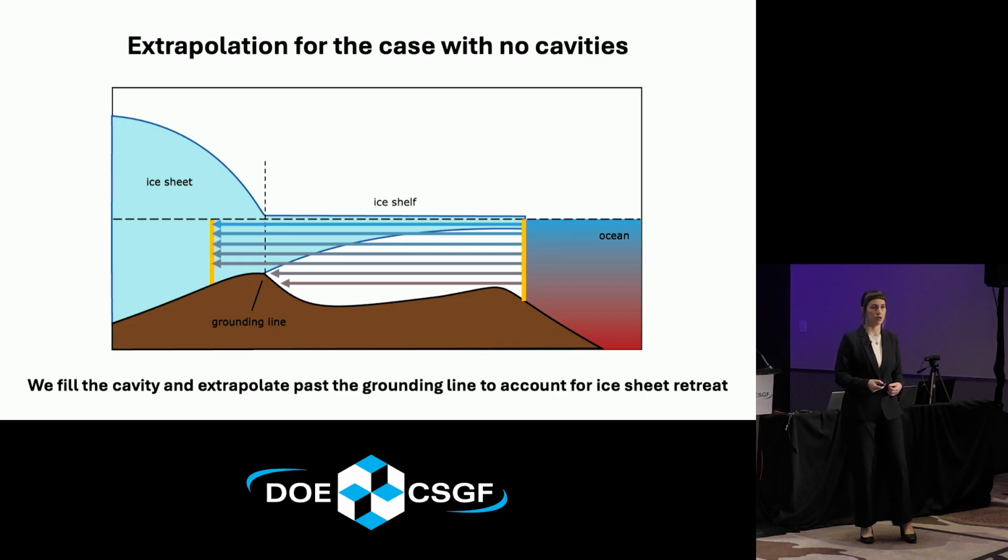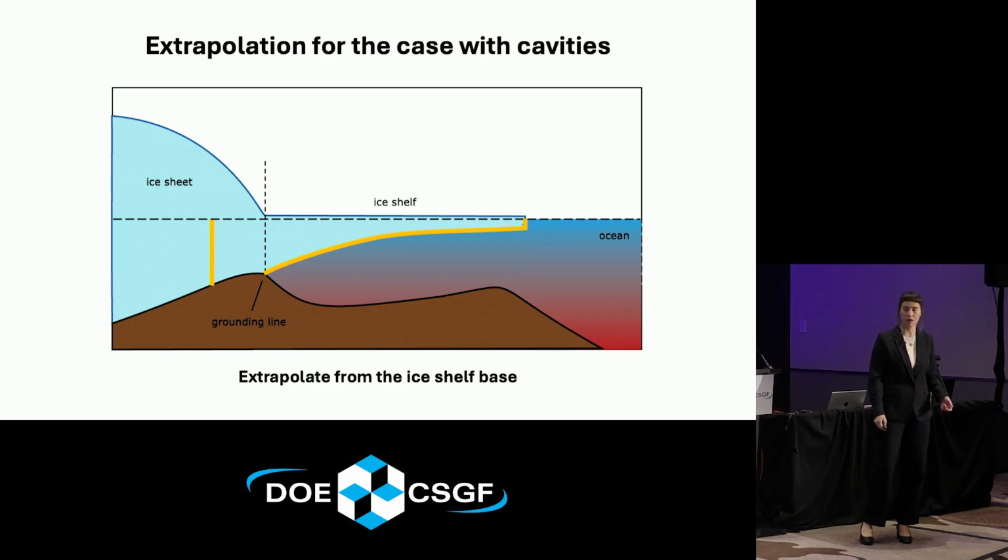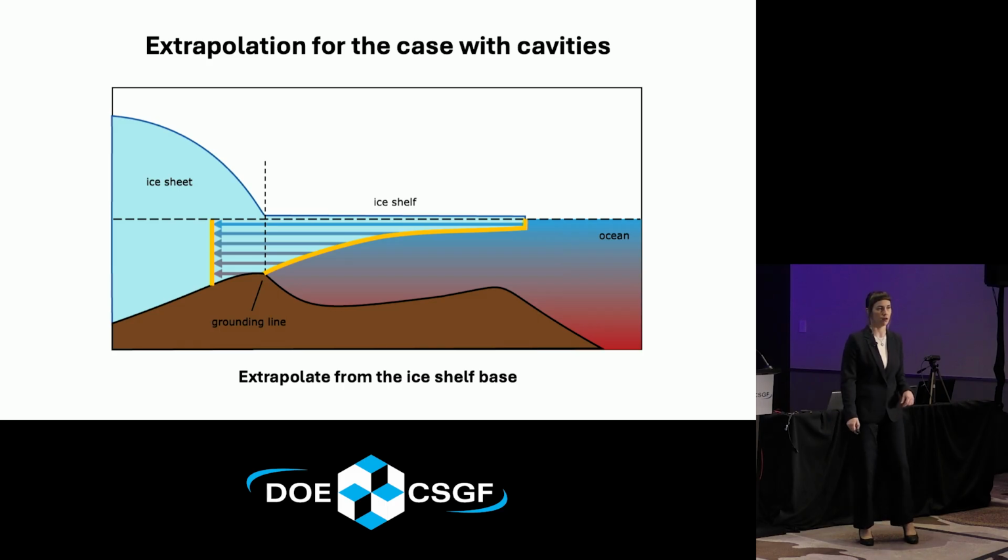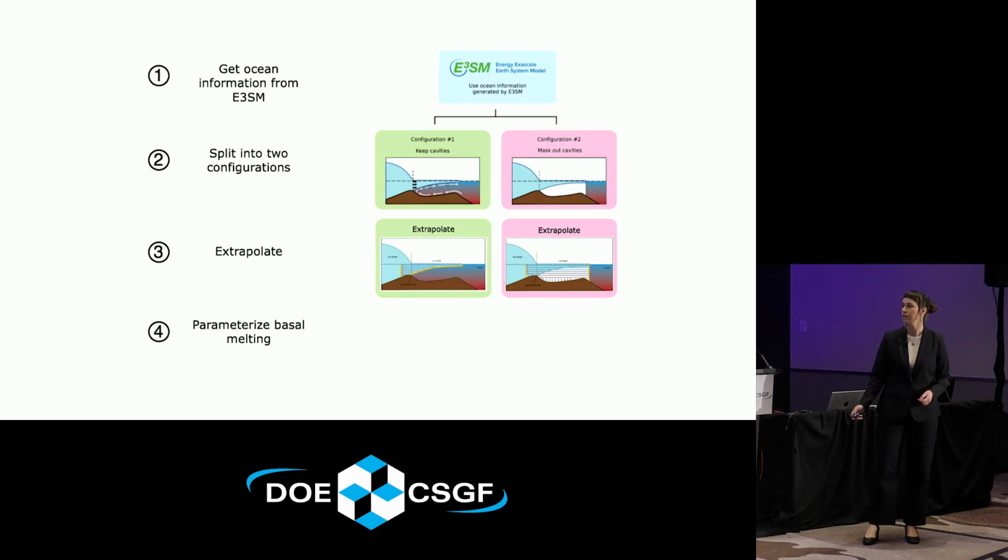So as these ice shelves are melting, the ice sheet is going to retreat. We want it to retreat into regions that still have real ocean information. Right, yes, so we're flood filling in, we're also filling beneath. And we do that same thing for the case where we do include cavities as well, but this time we're extrapolating from the ice shelf base, again further beyond the grounding line to account for ice sheet movement.